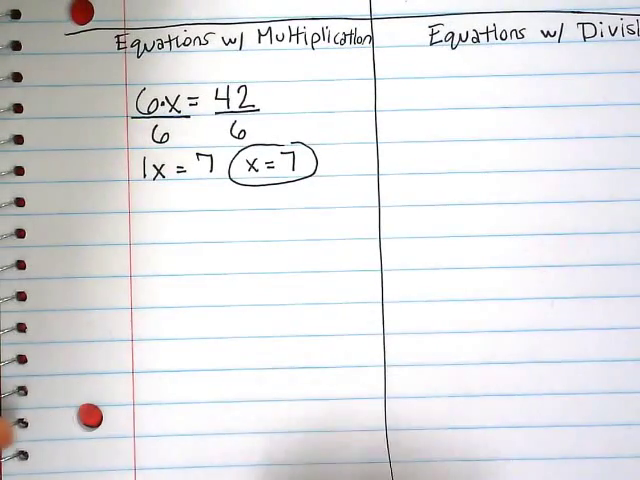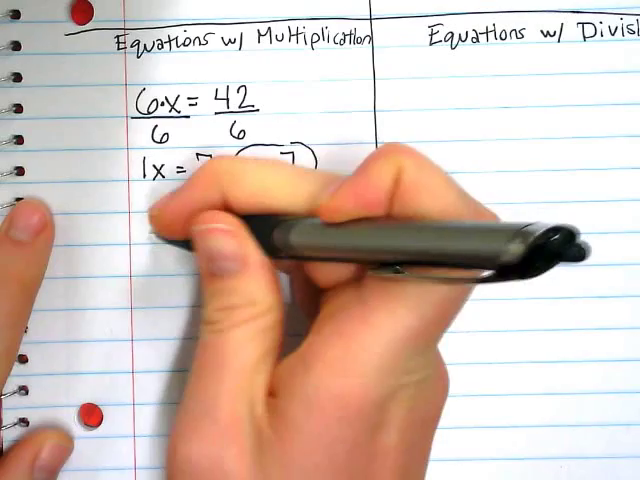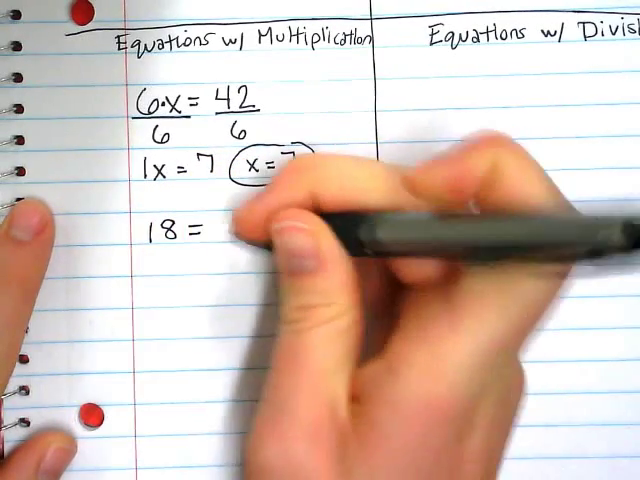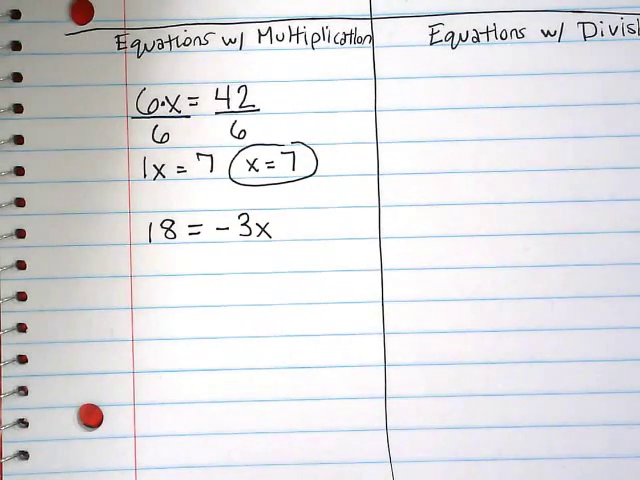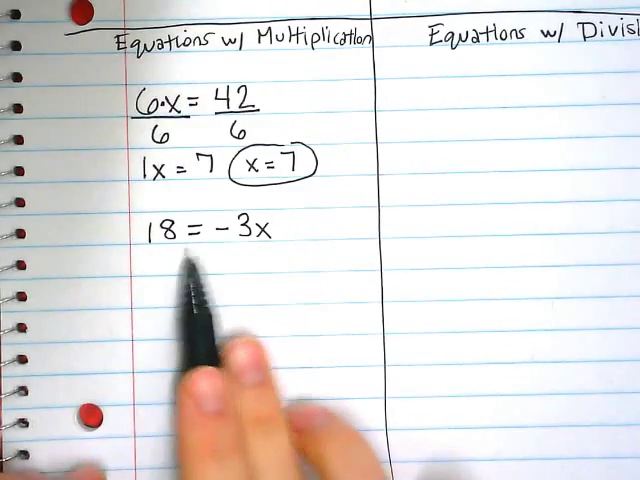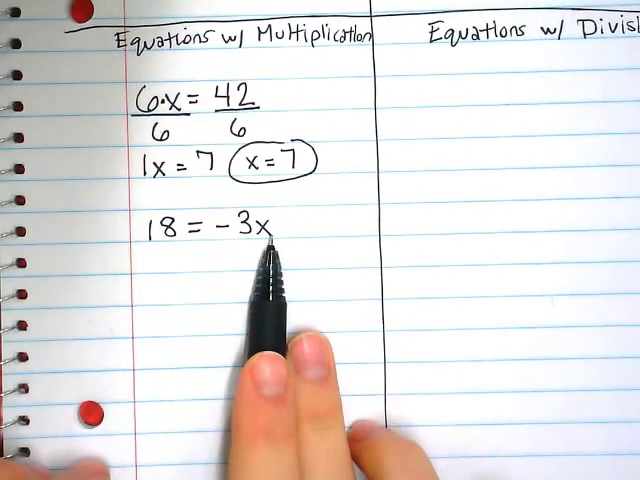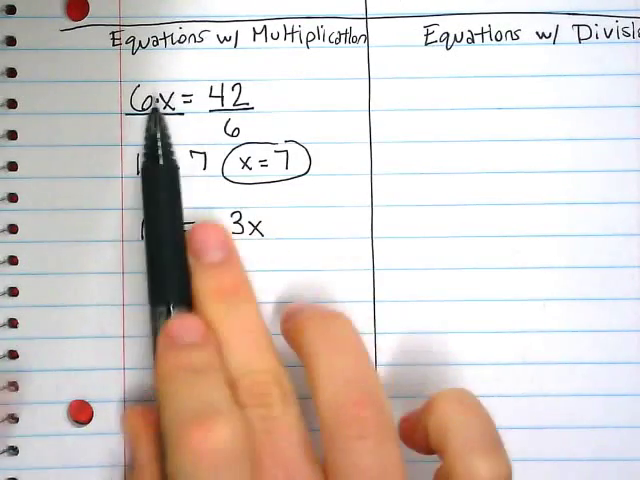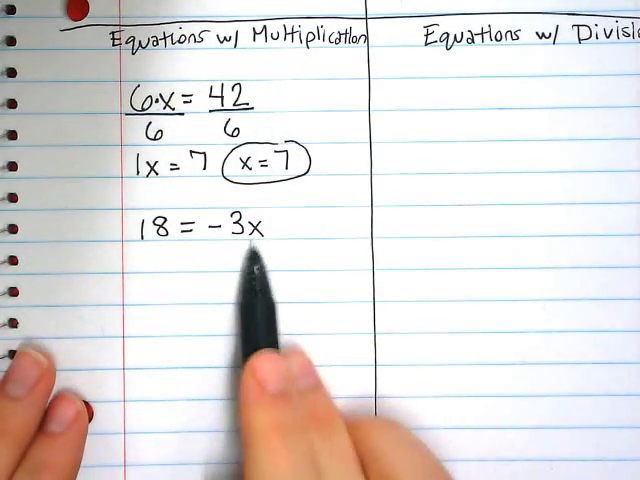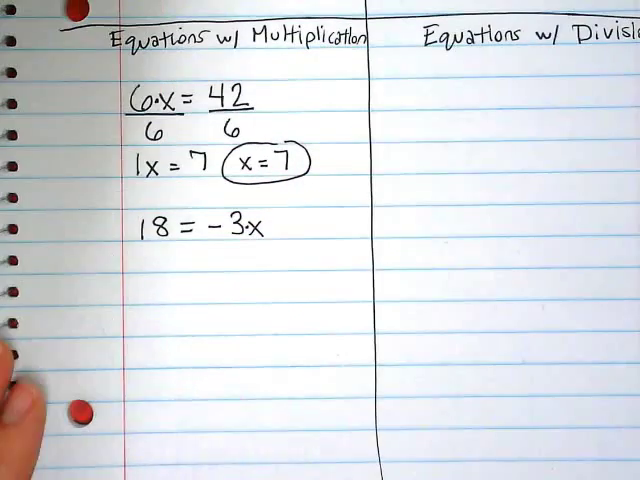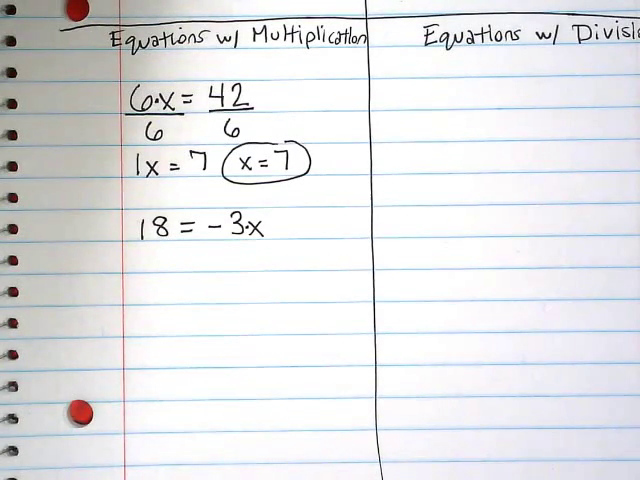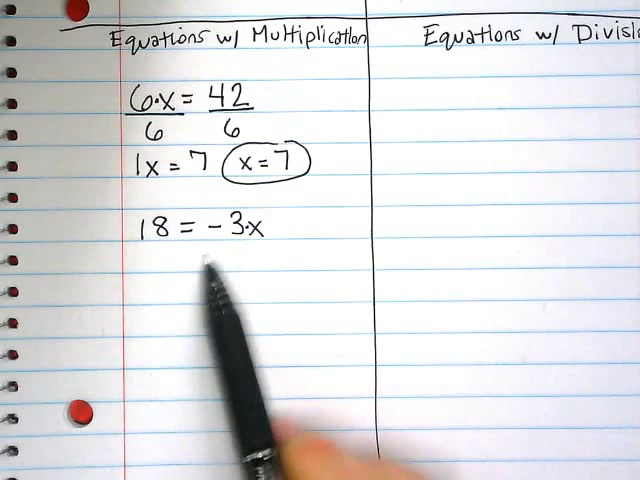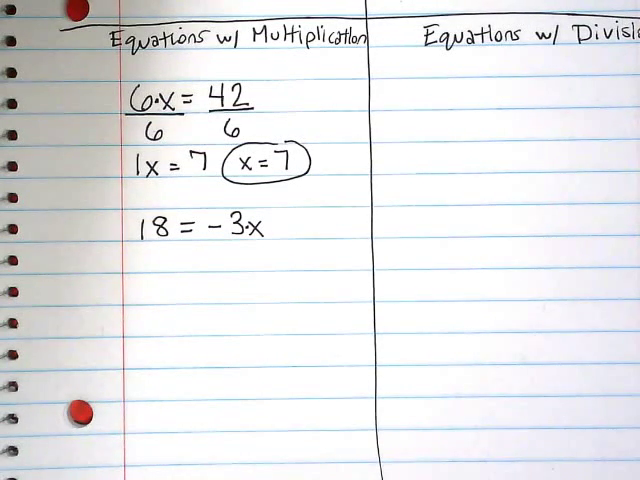Let's do one more example. Let's do 18 equals negative 3x. Again, I know that this is a multiplication equation because whenever there's a number next to a variable, I know there's a little invisible multiplication sign. This means negative 3 times x. As usual, I want to get this x all by itself, but I have this negative 3 that is multiplied by it. I want to get rid of that negative 3.